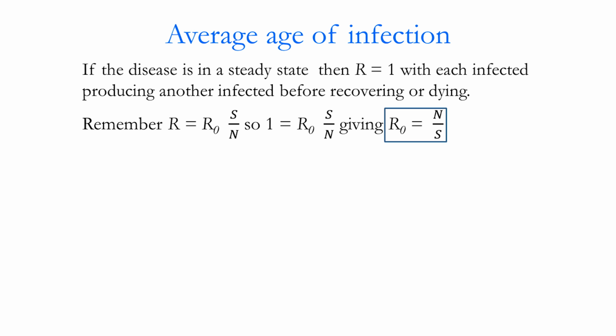Now, remember, I said that the effective reproductive rate R was R0 times S over N. So we now have that 1 equals R0 times S over N. And rearranging that, we get the result, which is important in its own right, that in the steady state situation, the basic reproductive rate is given by N divided by S, the total size of the population divided by the number of susceptibles. So we have that in steady state.